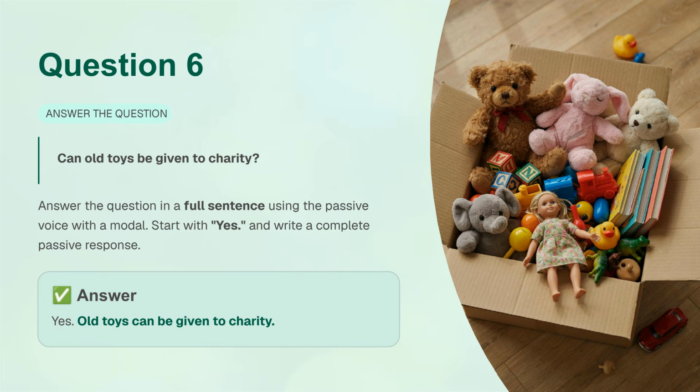Question 6. Answer this question in the passive voice. Can old toys be given to charity? Answer the question in a full sentence using the passive voice. Start with yes and write a complete passive response. The answer is yes, old toys can be given to charity.